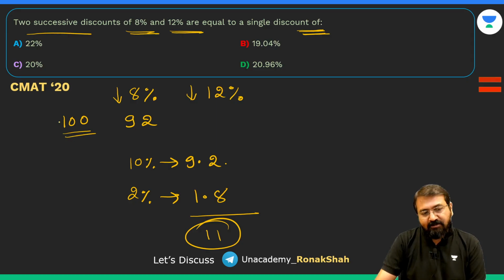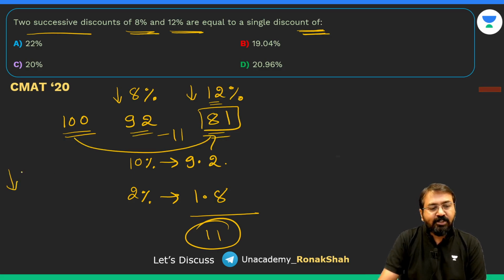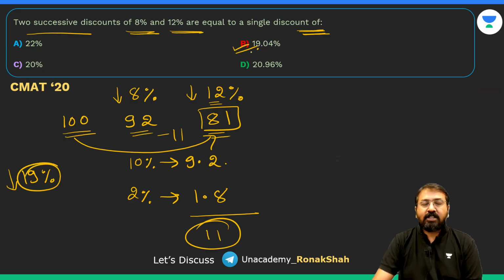So my value was 100. Sorry, this 92 will decrease by a further 11. So it will become 81. We had to reduce 92 by 12%, so it will become 81. So 100 has become 81. So can I say it has reduced by approximately 19%? So here is the option 19.04%. We can straight away tick mark.